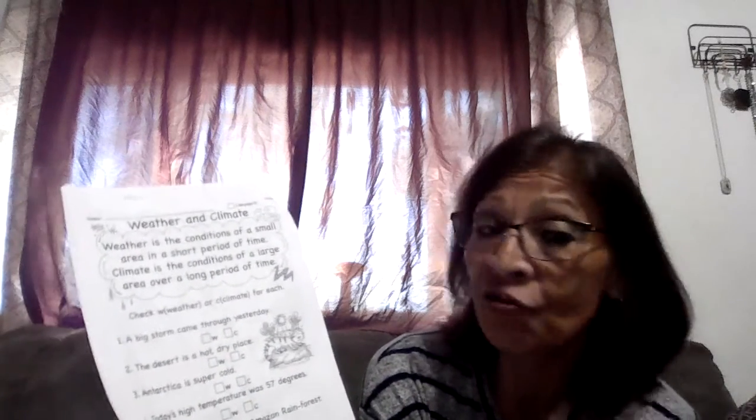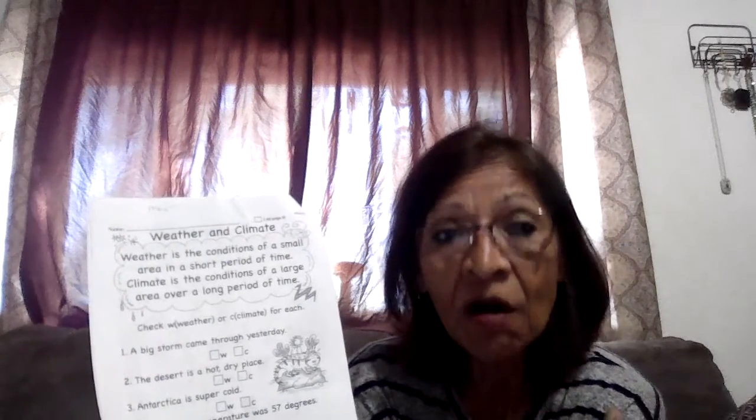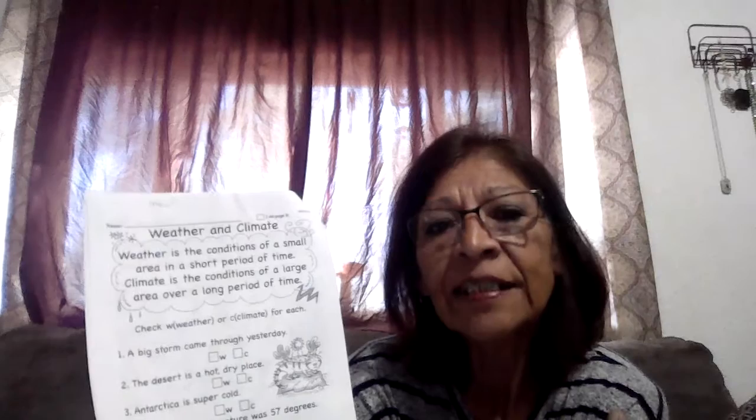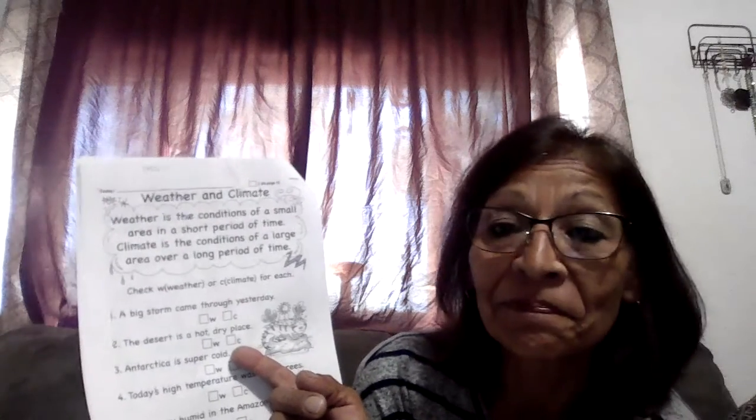So number 2, the desert is a hot, dry place. This is talking about the entire desert. And we know that deserts are hot, dry places. That is the climate of a desert, hot and dry. So that one is going to be climate.